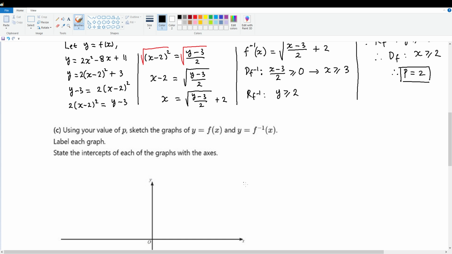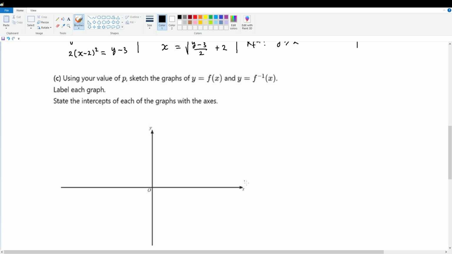Okay, next we can go to part C. Here we have the question, and the question asks you to sketch the graph of y equals f(x) and y equals the inverse function of f(x). And then don't forget to label the graph and state the intercept of each graph with the axis. Okay, so our focus here, we have to concern this value of p. This is our domain, right?